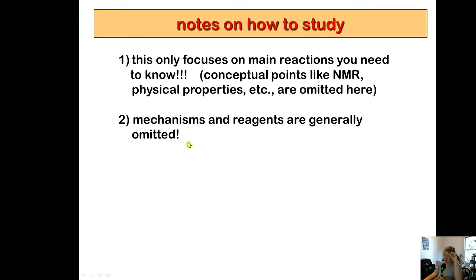For the most part in this review session, I'm not showing mechanisms and reagents, and the idea is that you can go through and do them later and review them. So this is a good review method. What I'm trying to do is show all the reactions in maybe a different organization than they were presented in class.